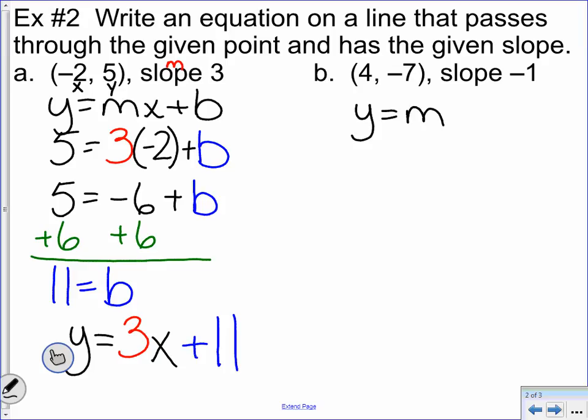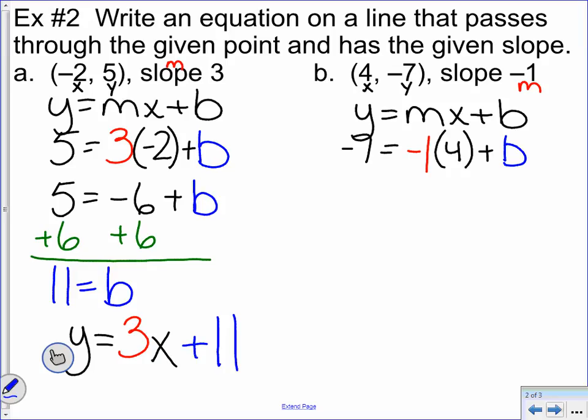So we're going to use the formula again, mx plus b. Remember, 4 is x, y is negative 7. My m will be negative 1. So I'm going to put negative 1 there. I'm going to put negative 7 under the y and 4 in for the x. And b is what I'm solving for, which is the y-intercept. Now I'll multiply together. Negative 1 times 4 is negative 4. To get the negative 4 to go to the other side, I will add 4.